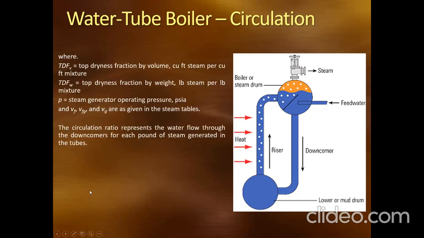Well, TdFV is the top dryness fraction by volume, cubic feet steam per cubic feet mixture. TdFW, top dryness fraction by weight. So, yan ang symbols niya. P is steam generator operating pressure, psia, and Bf, Bfg, and Bg are given in steam tables. The circulation ratio represents the water flow through the downcomer for each pound of steam generated in the tube.